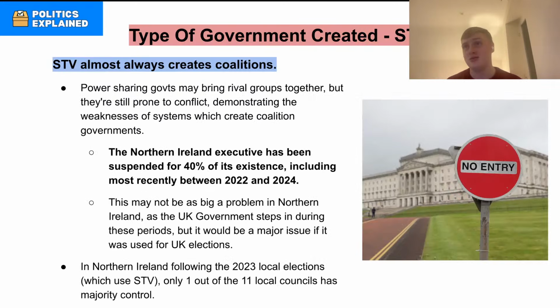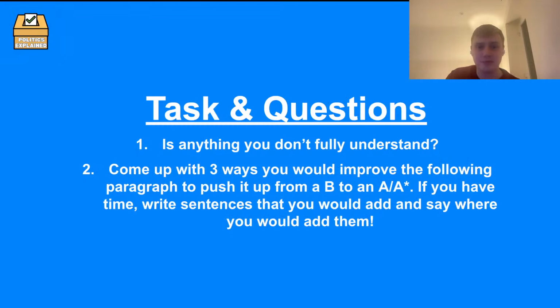The other obvious argument against it is STV, even more than AMS, almost always creates coalitions. It's always created coalitions in Northern Ireland. And this does lead to instability. The Northern Ireland government has been suspended for 40% of its existence. This might not be as big a problem in Northern Ireland as the UK government just steps in during these times, but it can be seen as a real drawback of proportional systems, of STV, in terms of type of government created, as there's real conflict and not stability to make decisions, which first past the post is arguably a lot more effective at.